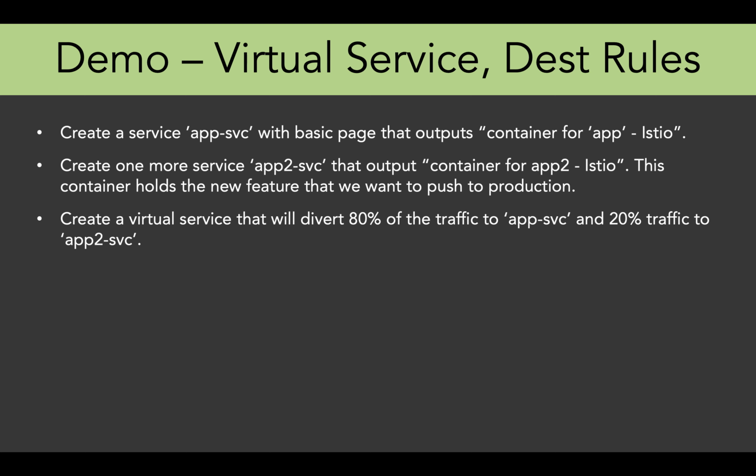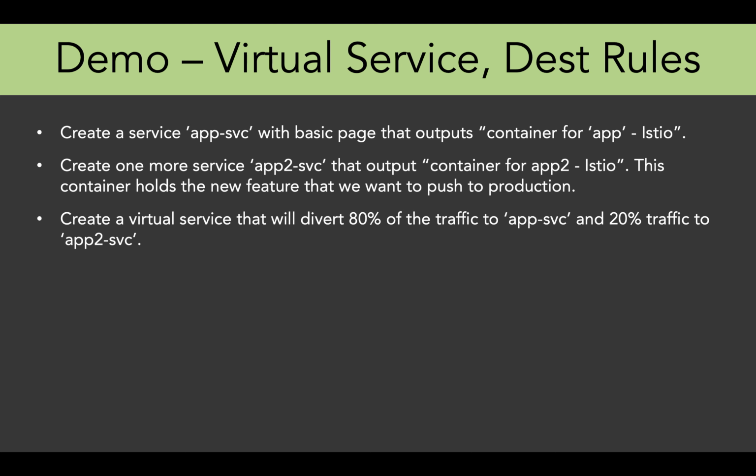So this is what we'll do in the demo of virtual service and destination rules. We'll create a service named app service with a basic HTML page that outputs "container for app" or something else, whatever you like. Then we'll create one more service that'll output "container for app 2". If you're talking about the business use case, the second service would hold the new feature that you want to push to production. And then finally, we'll create a virtual service that will divert 80% of the traffic to app service and 20% of the traffic to app 2 service.